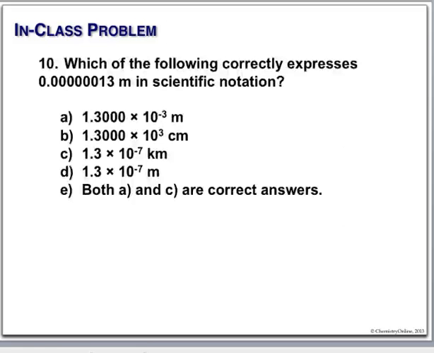Here we have 0.0000013 meters. You gotta put that into scientific notation. That's all you have to do. Here's our number. We're gonna take our decimal point and move it over 7 places. We're going to the right. That makes it a negative exponent. So this is gonna be 1.3 times 10 to the minus 7.